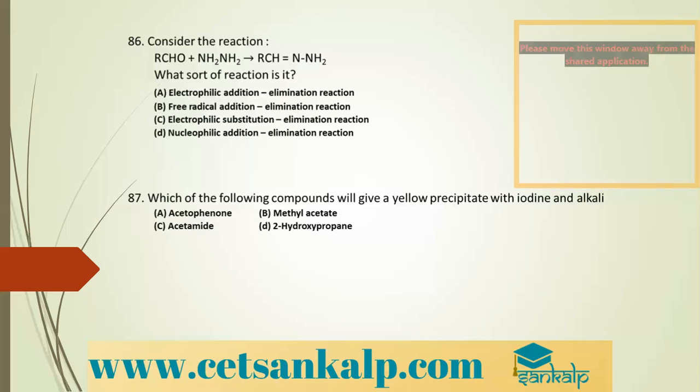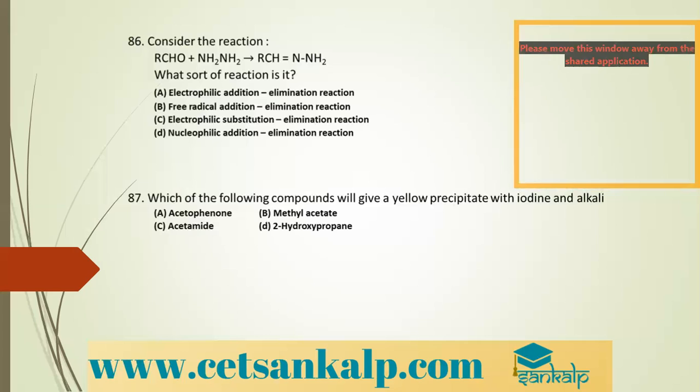Acetamide, CH3CONH2. No, it doesn't have. NH2 group is bonded. 2-hydroxypropane, CH3, CHOH, and then CH3. Yes. So, which of the following compounds will give yellow precipitate with iodine and alkali?